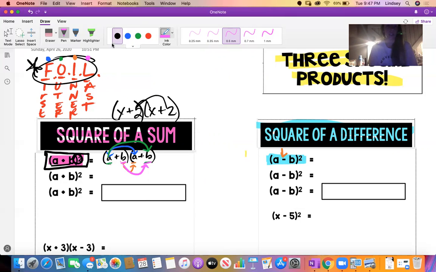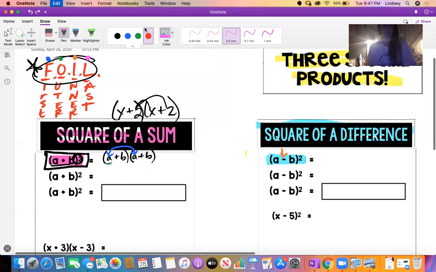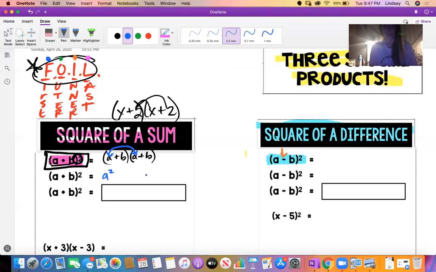So let's do that real quick. Let's do it one step at a time. So let's start with first. That's the blue. So we have A to the first power times A to the first power. So that is going to equal A squared. Then we have outer. So we have this A times B. Positive A times positive B. That's going to be AB.